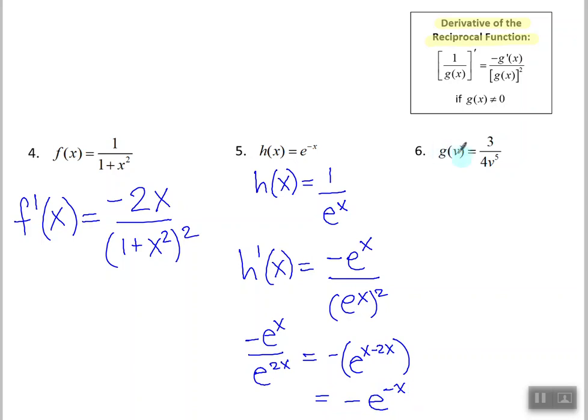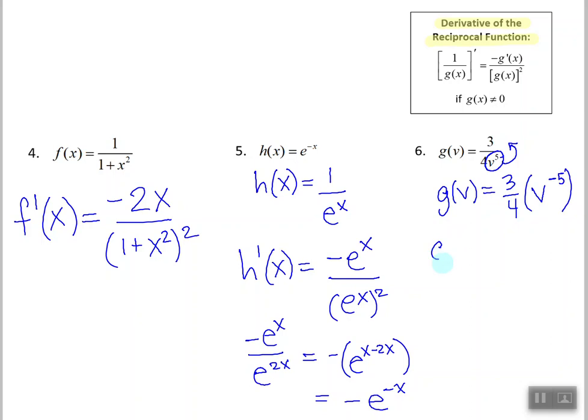Number 6, g of v equals 3 divided by 4v to the 5th. Now this time, notice these constants hanging out all over the place. Let's see how we can rewrite this to make it a little bit more approachable. 3/4 as a constant multiple, I'll pull that out. And the v to the fifth, I'm going to bring that up. 3/4 times v to the negative fifth. This is a power function. We can use our power rule. This is a constant multiple. We can use our constant multiple rule. So I don't need to worry about any quotient rules or reciprocal function rules either.